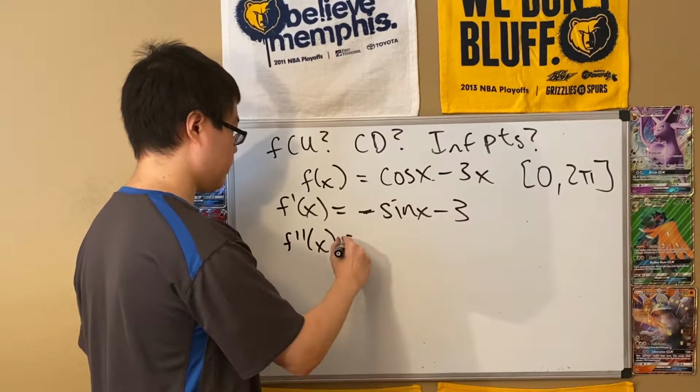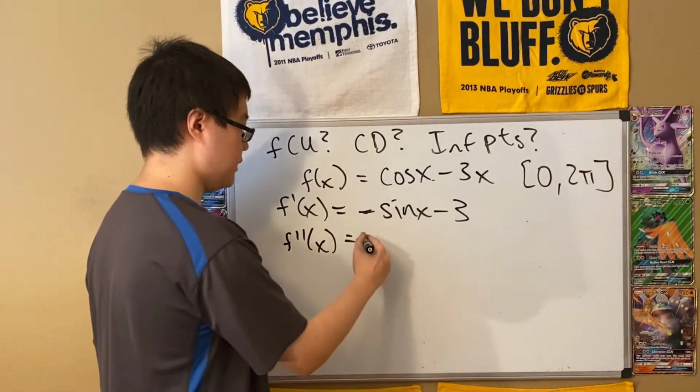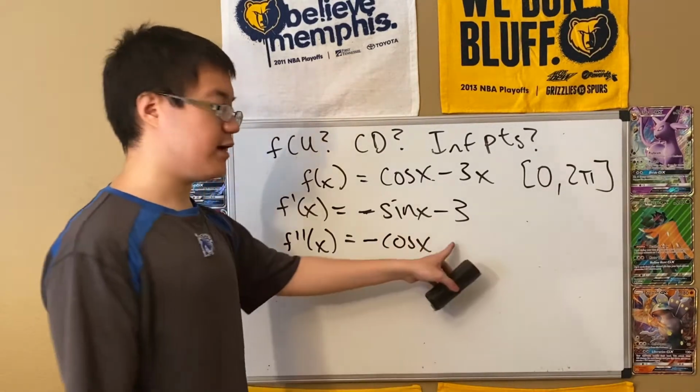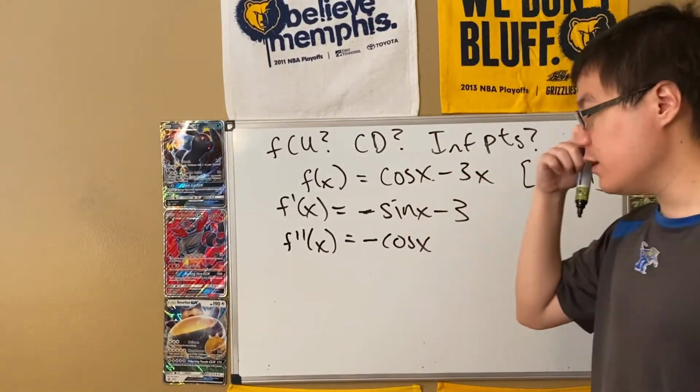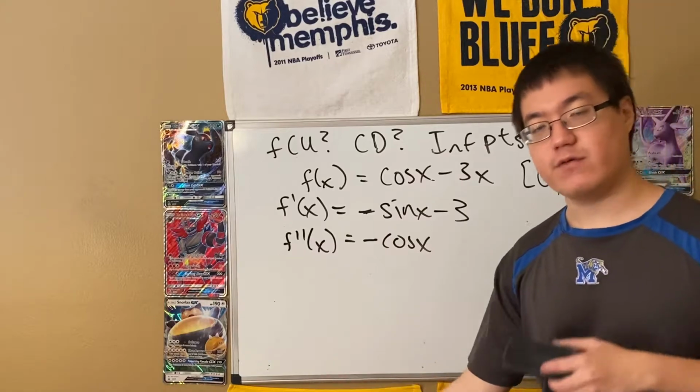I immediately find the second derivative. The second derivative in this case is minus cosine x. The derivative of minus 3 thankfully goes away. So I have just this simple function right here. Now I'm ready to draw the sine chart.